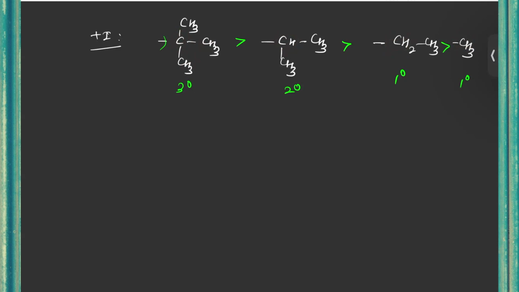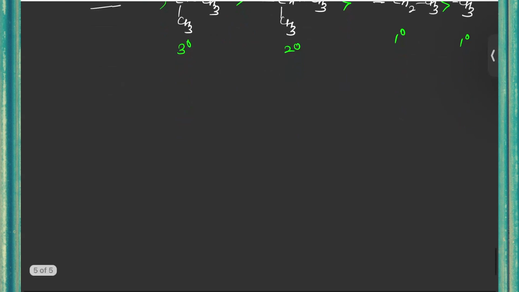So the case where the degree of carbon is more has more donating nature. All will be having plus I, there is no doubt. Why? Because the carbon is sp3, right? And I told you sp3 carbons are having plus I. So the one which is having more degree of carbon is more plus I in nature, is having more plus I effect. Got it?